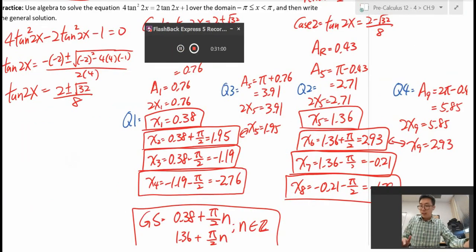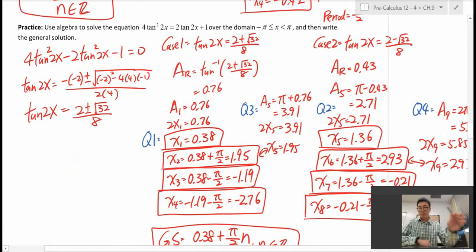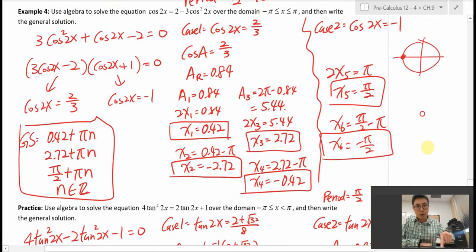All right, the last question again is quite long. This one, once you solve for tangent, or if you move all the terms to one side, you'll notice that this is not factorable. You have to use the quadratic formula. So I did tangent 2x, because it's tangent squared 2x, so it's tangent 2x equals negative b. So if you remember the formula, did I write down the formula on the top?